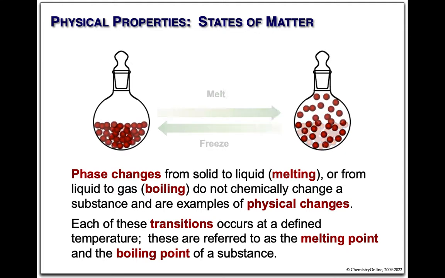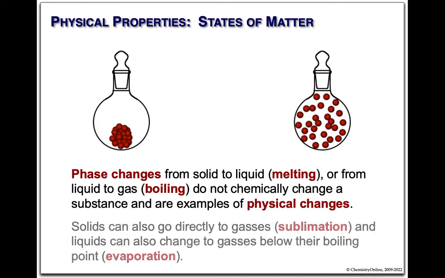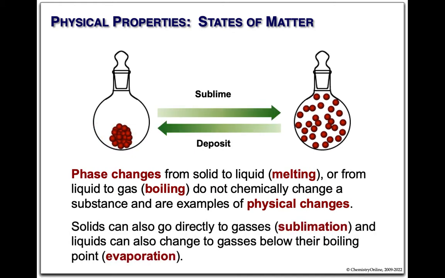If we have a liquid, we can heat it up, make a gas. We can actually go straight from a solid to a gas. This is sublimation. This is how frost forms. We have water in the gas phase, goes directly to ice. Doesn't do liquid in between.